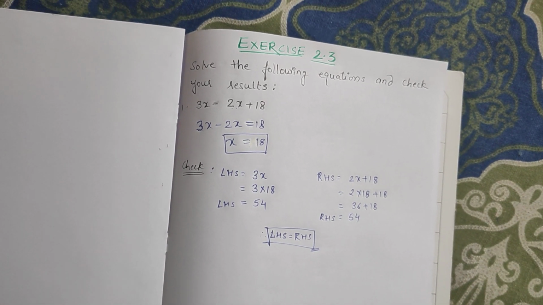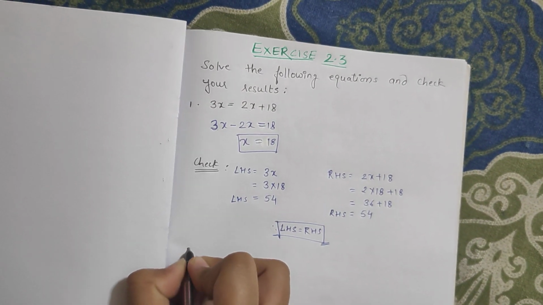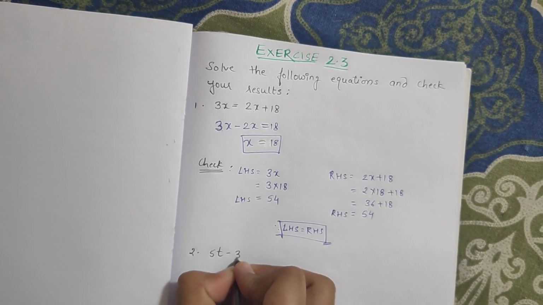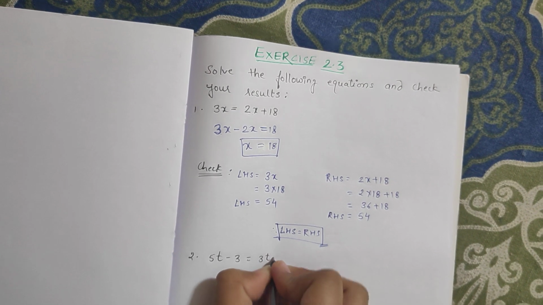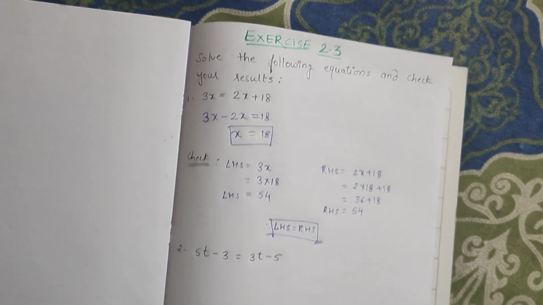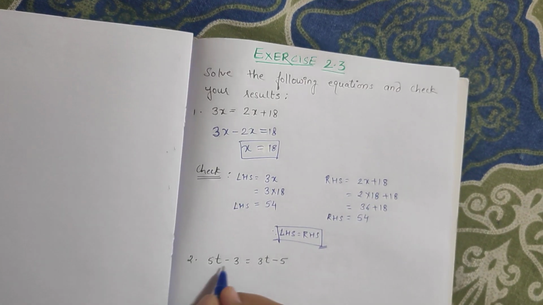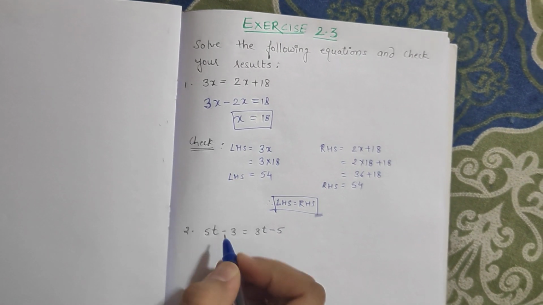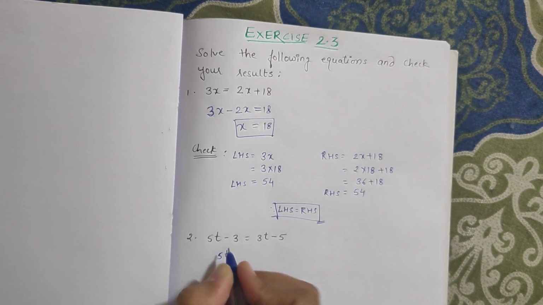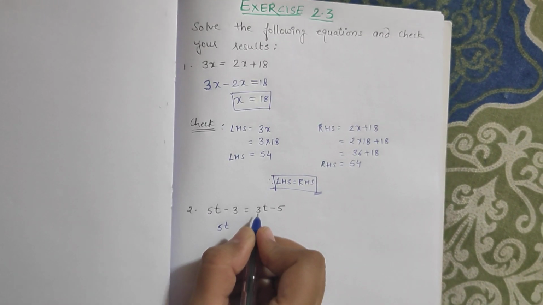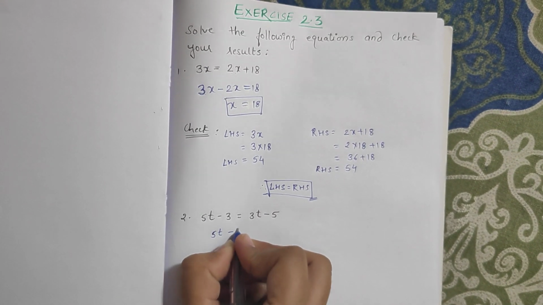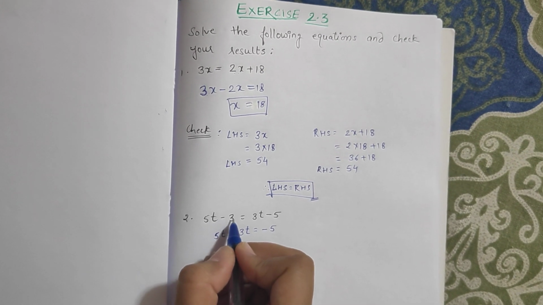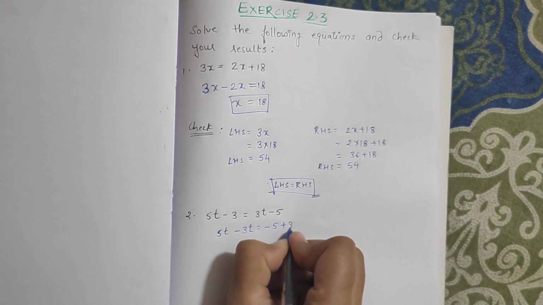Okay. Now let us see the second question of this exercise, that says 5t minus 3 is equal to 3t minus 5. Now here what is our LHS? It is 5t minus 3 and this is our RHS. So again bring these like terms on the same side. So here we'll find that 5t and 3t are like terms. So we'll bring them together. So it will be minus 3t is equal to minus 5 as it is. This minus 3 will go here, so it will be plus 3.